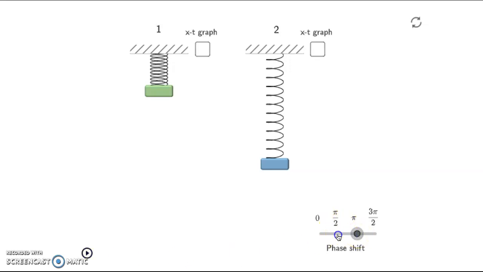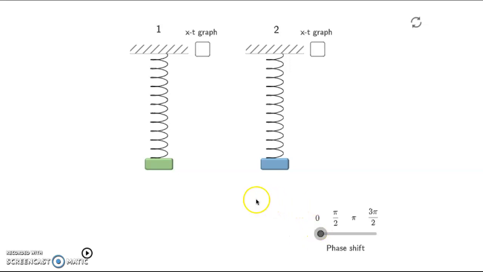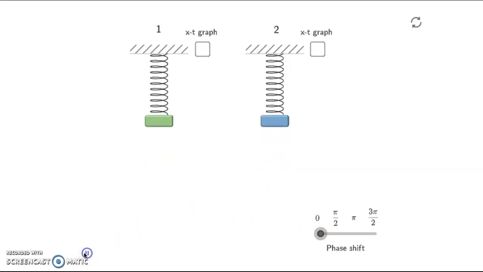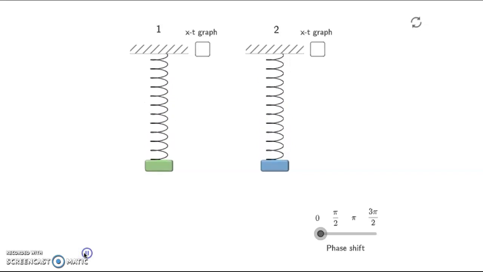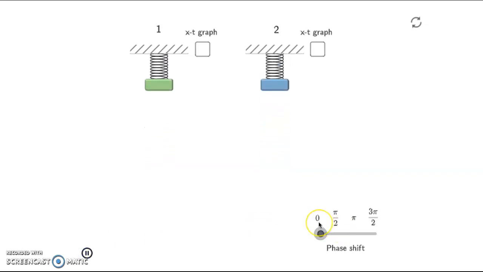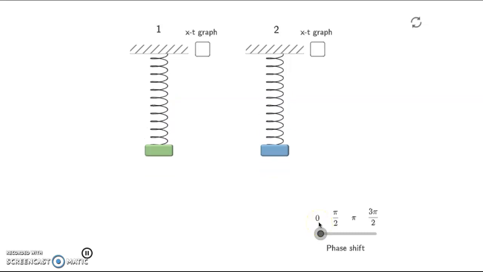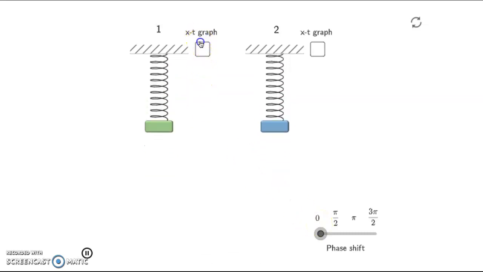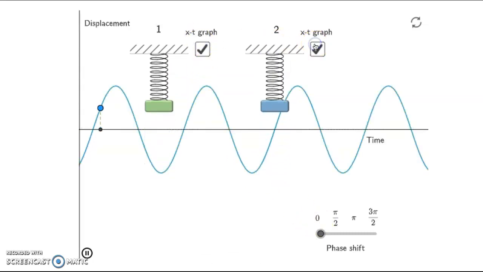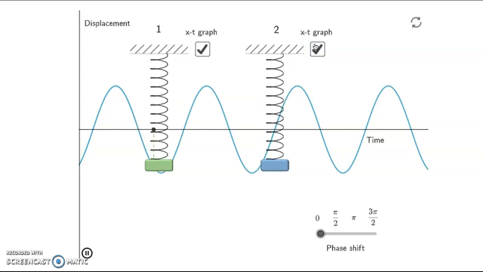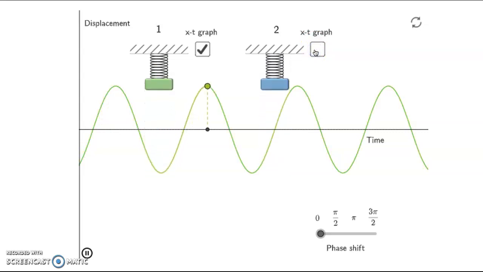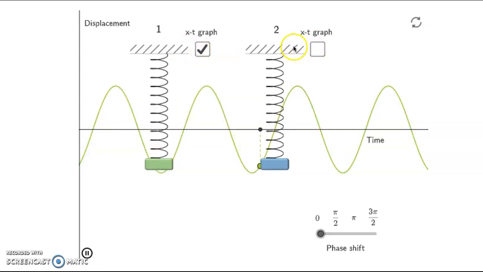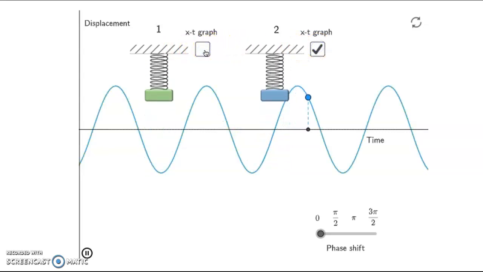First, we're going to start with no phase difference. So these two oscillators are in phase. There is no difference in the way that they're moving. So we say that their phase difference is equal to 0. They're doing the same thing at the same time. And when we plot both graphs, their position is the same. That's number 1, and that's number 2.